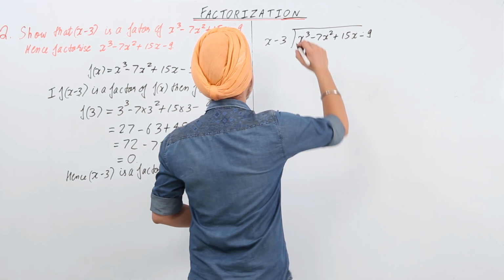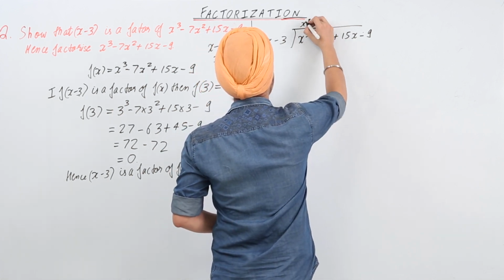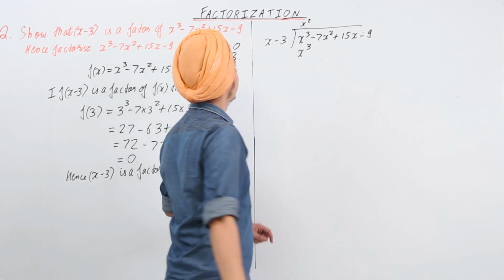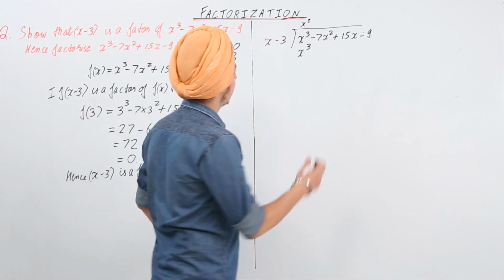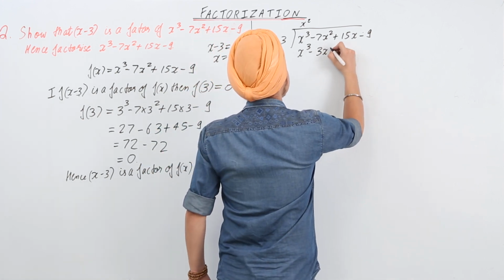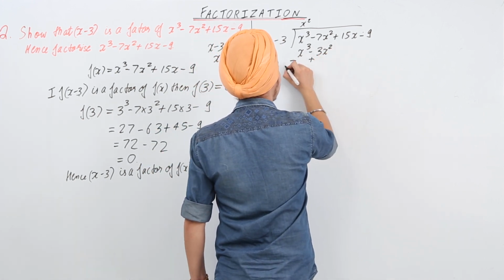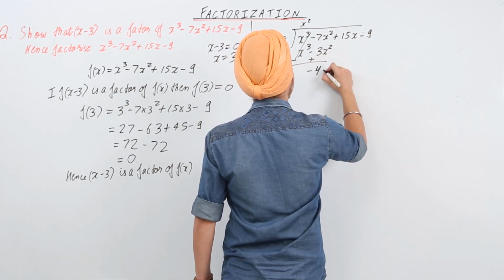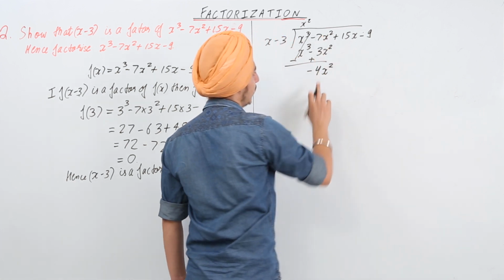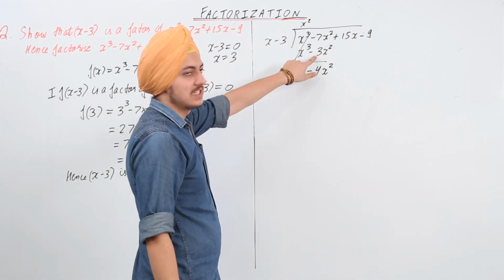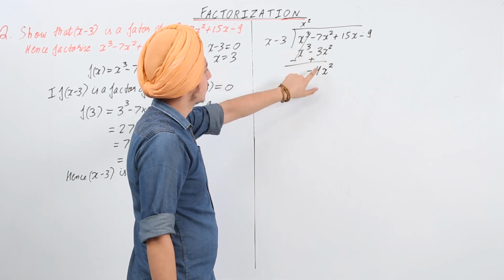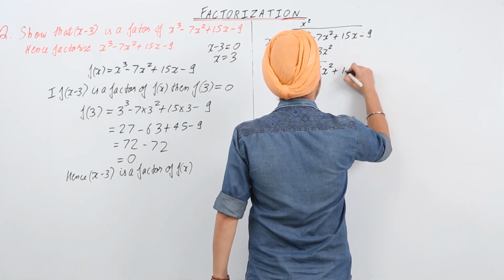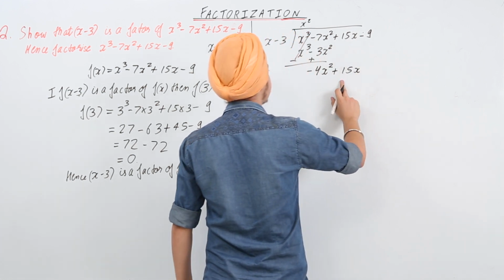So the first term over there will come out to be x square. Why? Because x square into x is equal to x cube. So x cube over here, and minus 3 into x square is equal to minus 3x square. So minus plus, this term is 0, and this term comes to be minus 4x square. Do you get it? How? Minus 7x square plus 3x square is equal to minus 4x square. So we take one term down from here. So this is plus 15x.